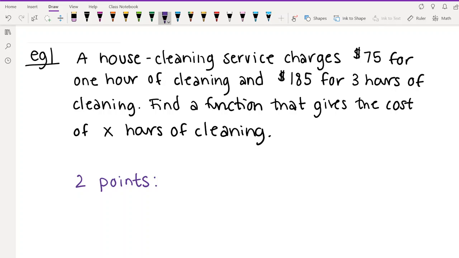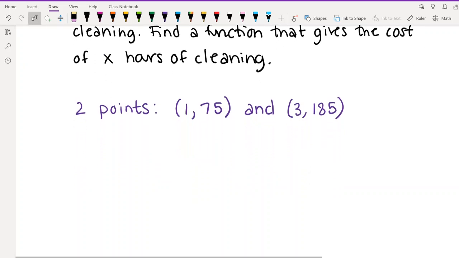And so that means that our first point is (1, 75), right? Because that tells us that after 1 hour, it costs $75. And what is our second point? It's the point (3, 185), because we know after 3 hours, it costs $185. So now we can go ahead and find the slope.